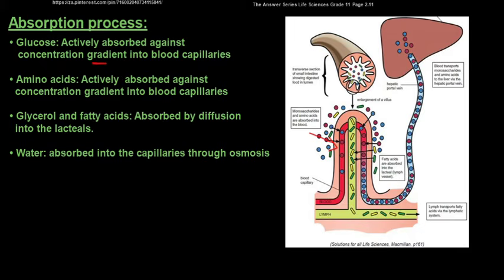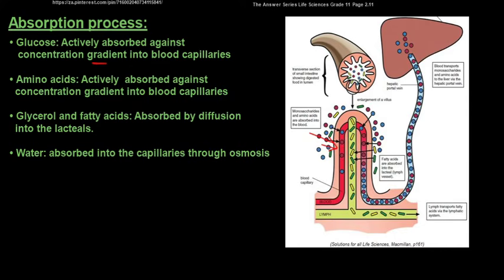I explained it in class that pretend you're floating down a stream. If you're going with the stream, you will not be exerting a lot of energy, so you'll be floating passively. Whereas if you're swimming up against the stream, it will be an active transport example, because you will require energy to go against the flow. So glucose is actively absorbed against the concentration gradient straight into those blood capillaries.